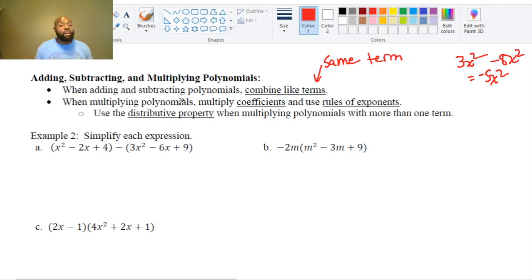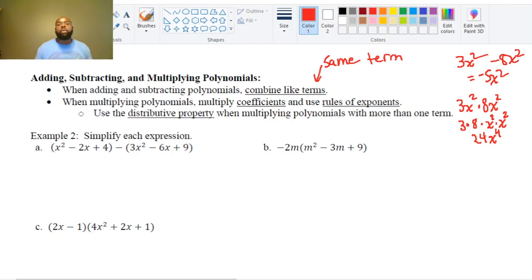When you're multiplying polynomials, you want to multiply the coefficients and then use your rules of exponents, right? And so if I had something like 3x squared times 8x squared, the order in which I multiply doesn't matter. So I could rewrite that as 3 times 8 times x squared times x squared, although we don't have to do that. Then I can multiply the 3 and the 8, that's 24, and the x squared and the x squared, that's a product rule, right? So I add my exponents when my bases are the same. So I get 24x to the 4th, right?